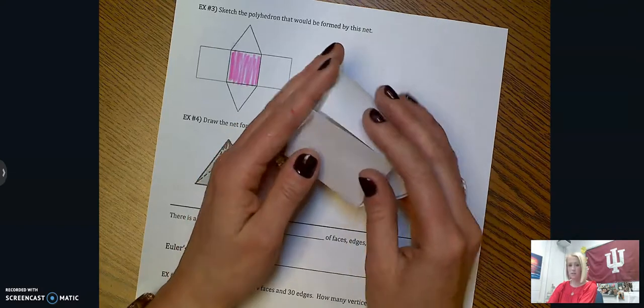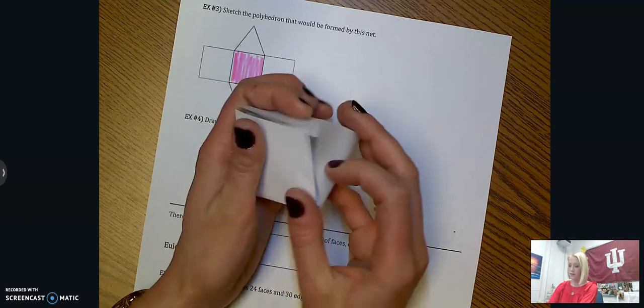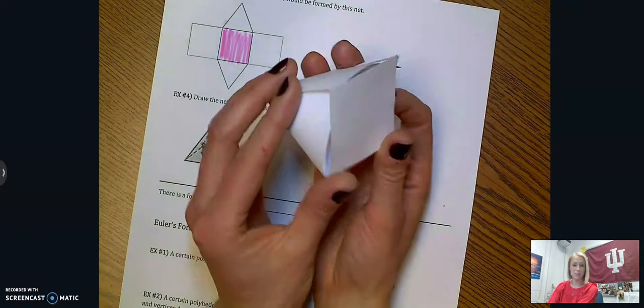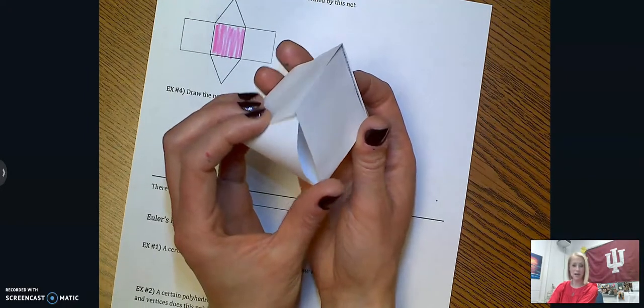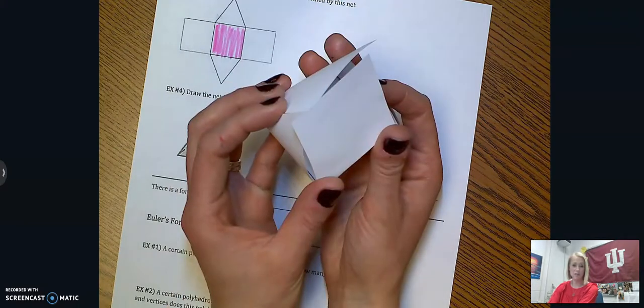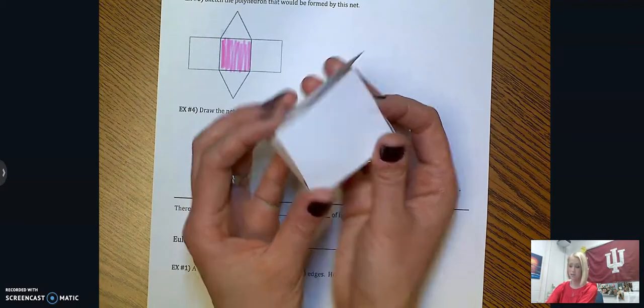Or you feel like you're me, just struggling to fold it up. Anyways, this is called a prism. We do prisms next, but here's what it looks like. The ends of it are triangles and the other faces I can see are rectangles.